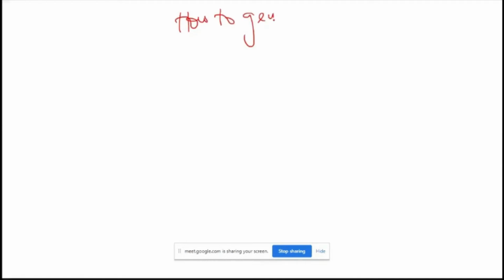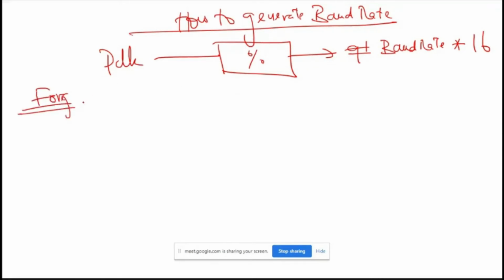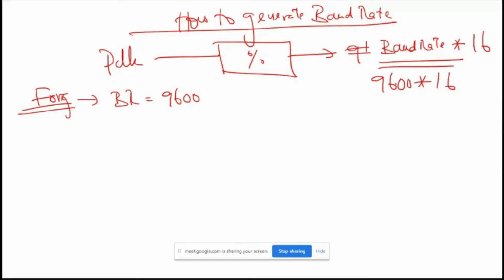How to generate the baud rate. I have my peripheral clock. I need to divide this. How do I have to divide? In such a way that I generate a clock 16 times the baud rate. For example, I require a baud rate of 9600. So what is the clock that I should generate as output? 9600 into 16. That is the clock that I should generate.